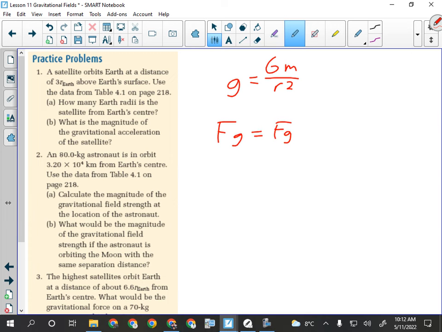Fg. Well, obviously, they're the same thing. They should be equal. But what we did was say m times g equals big G times mass 1 times mass 2 over r squared. What this says is the small mass on this side ends up canceling with the small mass on that side, because all things, regardless of their mass, would fall at the same rate at the same distance from the Earth's center.